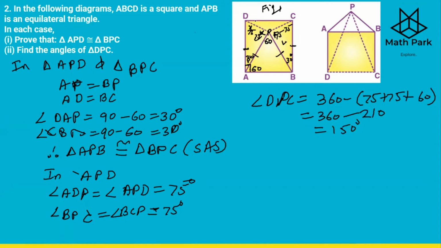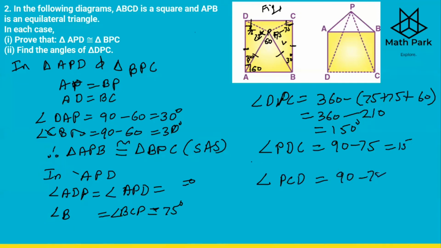Now we have to find the other angles. This complete angle D is 90 degrees. Angle C is 90 degrees. So you get angle PDC equal to 90 minus 75, which is equal to 15 degrees. You also get angle PCD equal to 90 minus 75, again that is 15 degrees. So this is how you get the angles as 150 degrees, 15 degrees and 15 degrees. When you add, you are getting all the angles at 180 degrees.